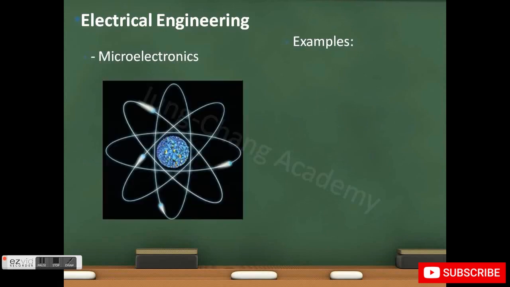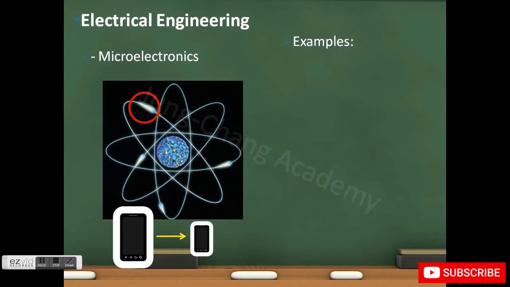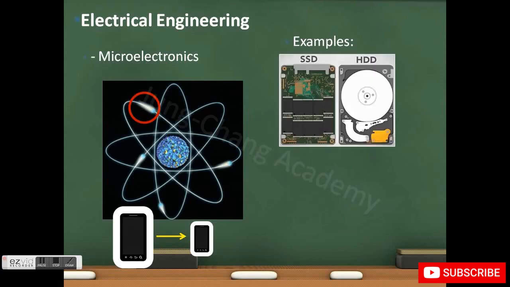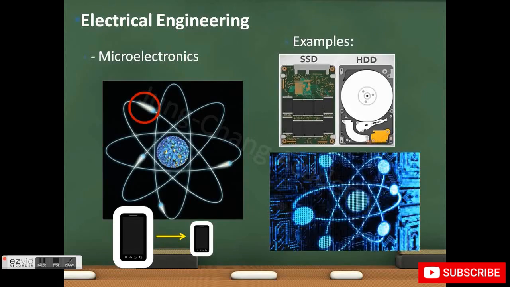Microelectronics involves the study of electronics at the microscopic level. So instead of dealing with electricity, they work with electrons and photons. And that's how our computers, laptops, and phones are getting smaller and faster. A lot of the new technology, such as the solid-state drive, is also a product of microelectronic engineering. Or you might have heard of quantum computing, and that's what they are working on right now.